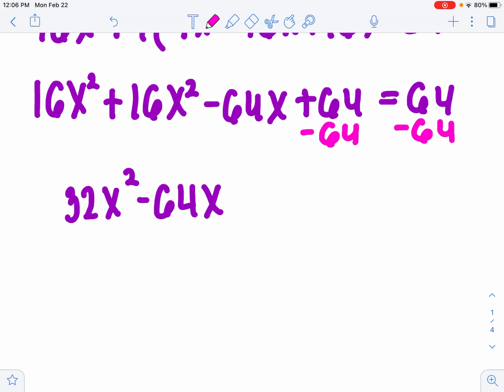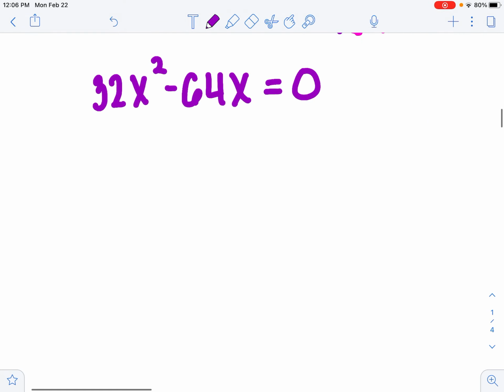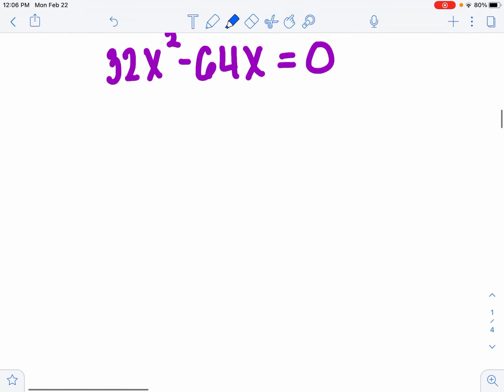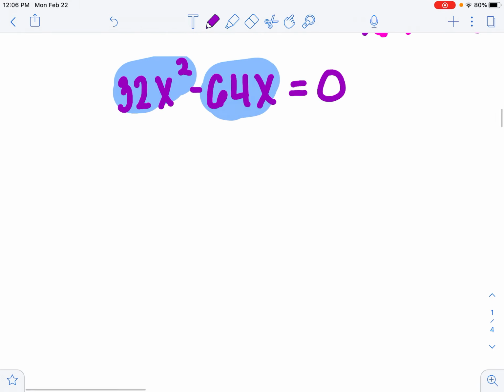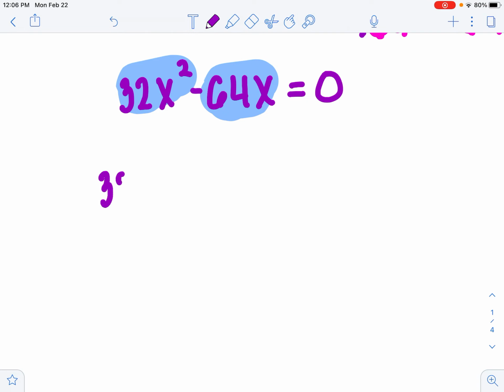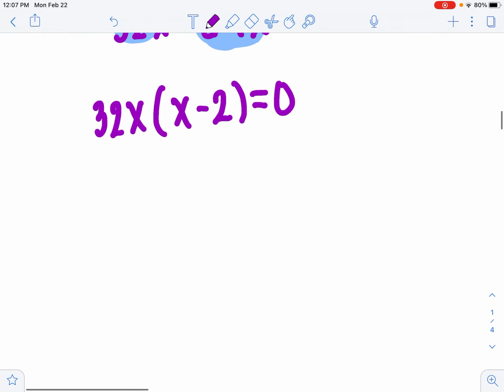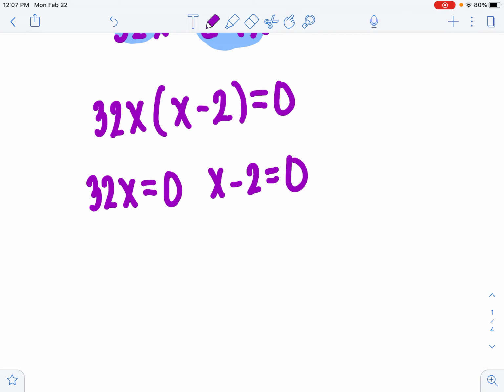And now, once again, I realize I'm going to have a quadratic that I'm going to want to try to factor, so I'm going to want to get this equal to 0. So I'll subtract the 64 off of this side, and they cancel. So I just have equals 0. All right, now I need to factor this. Whenever you're factoring, the first thing you're always looking for is a GCF. Do they have anything in common? Yes, they have 32x in common. And then I have x minus 2 equals 0.